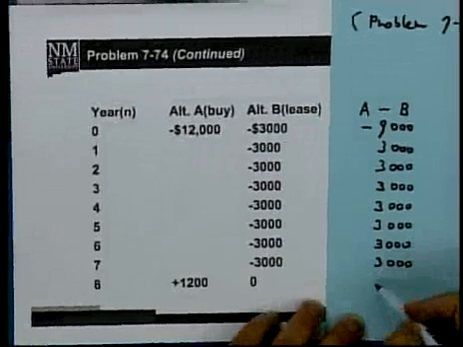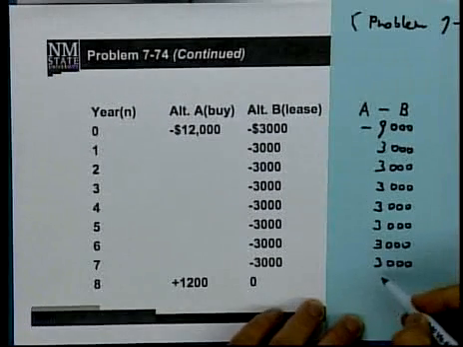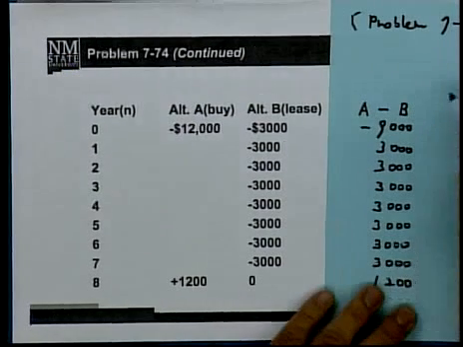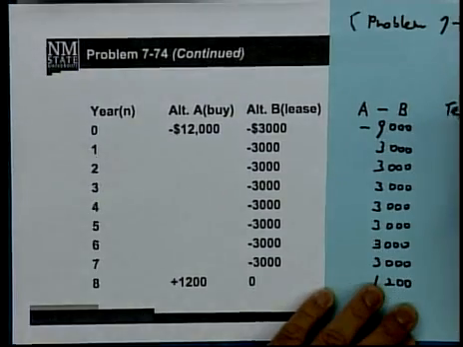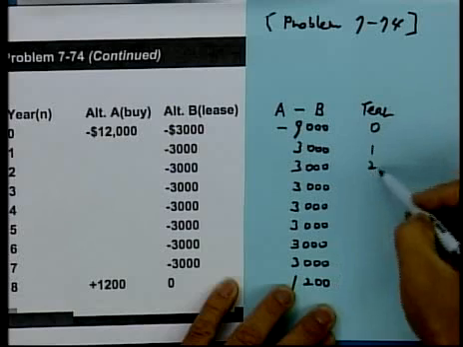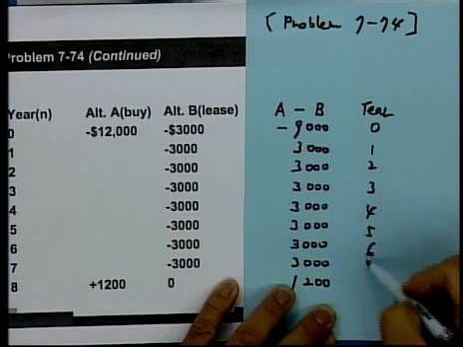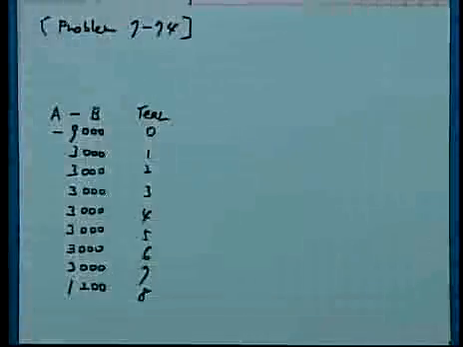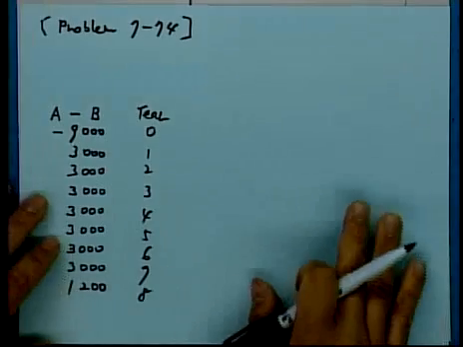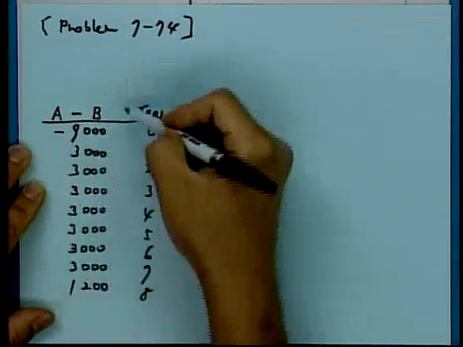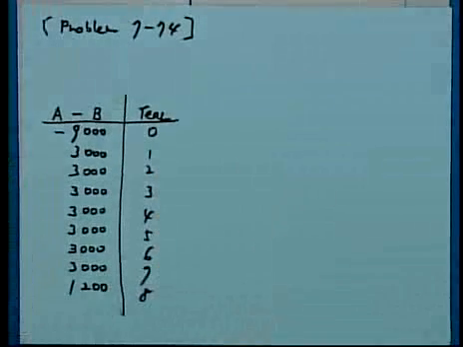And at the end of period 8, it's going to be 1,200. Okay? So there is year 0, 1, 2, 3, 4, 5, 6, 7, and 8. Okay? Now we need to compute the incremental rate of return based on A minus B, like this. Okay?